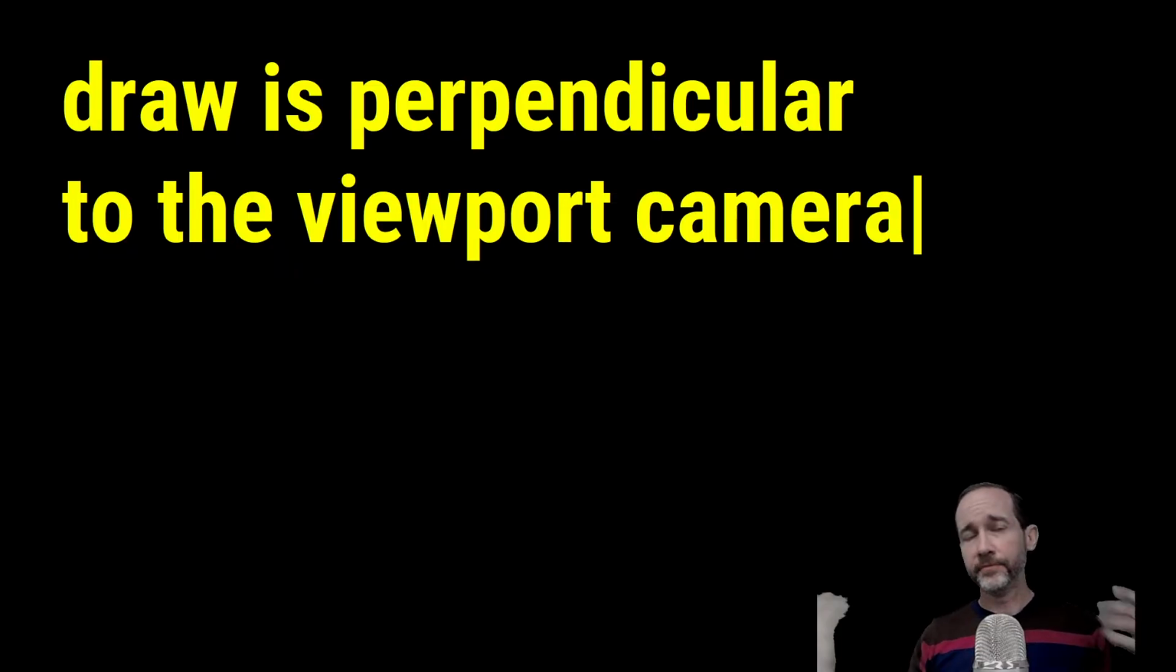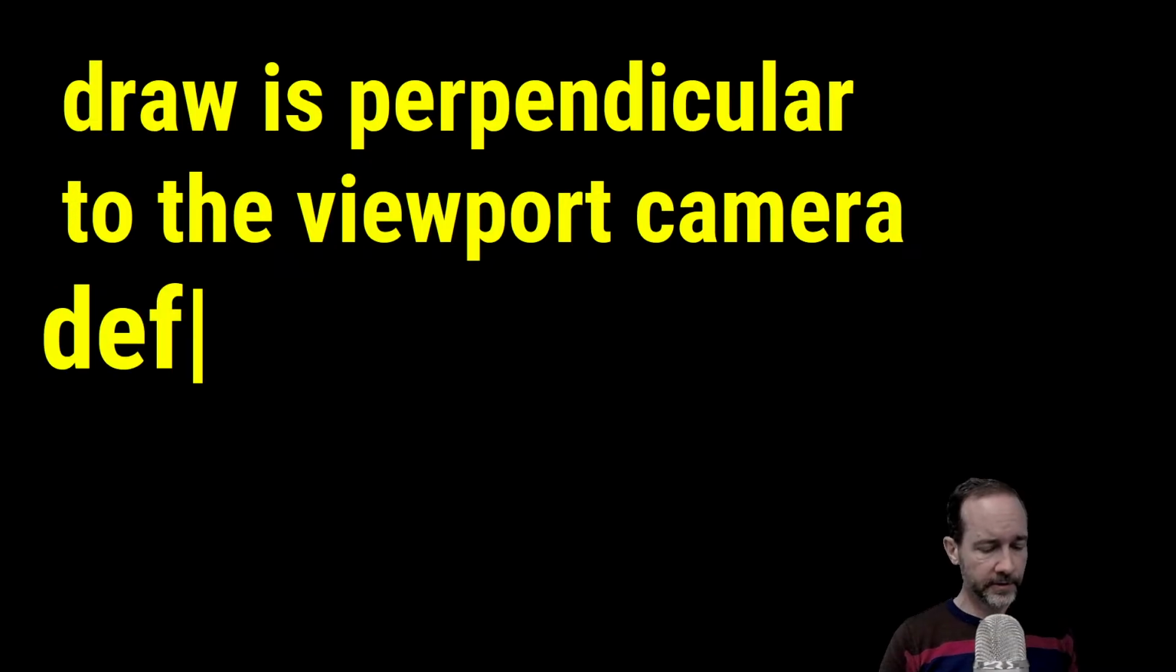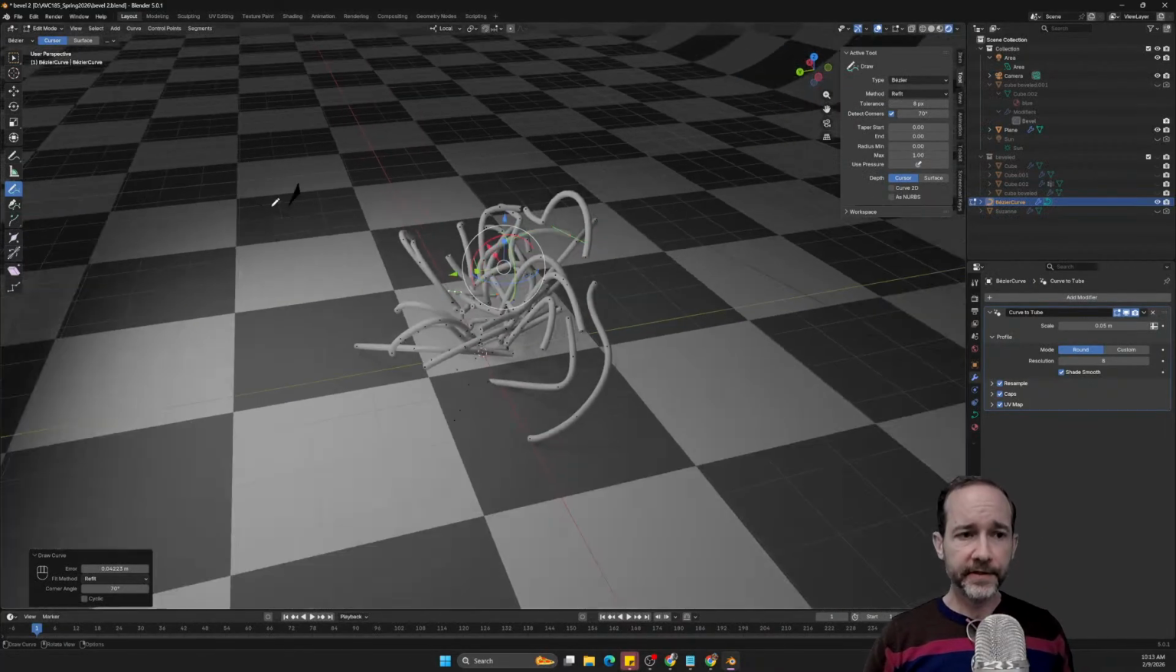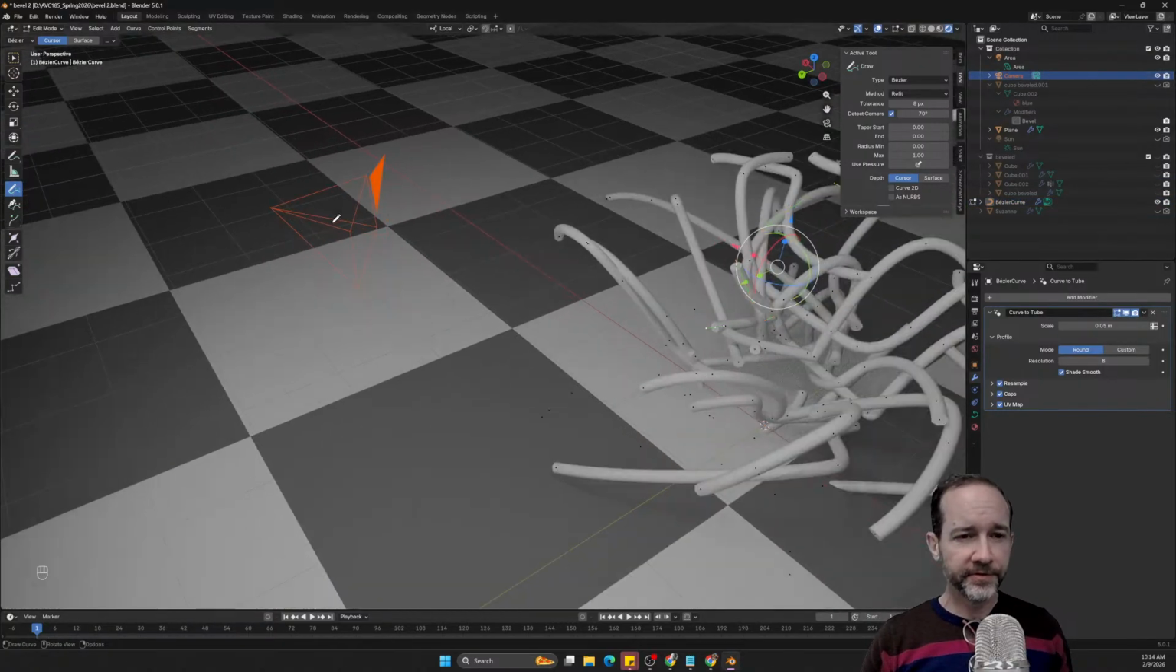So as I'm just haphazardly moving my view around the scene, it's drawing it flat to that view. That's the default. You can change this, but let's say that's the default. So a good way to visualize this is if you look at the actual camera object, just for visualization purposes.